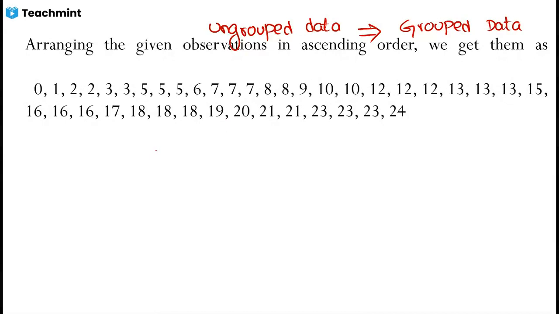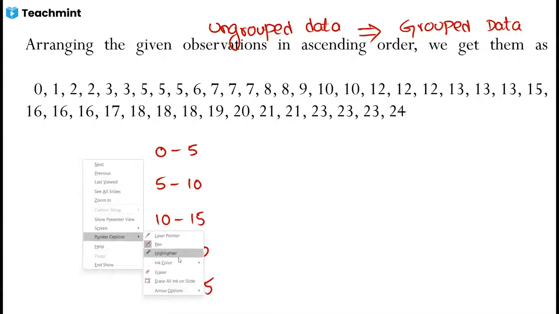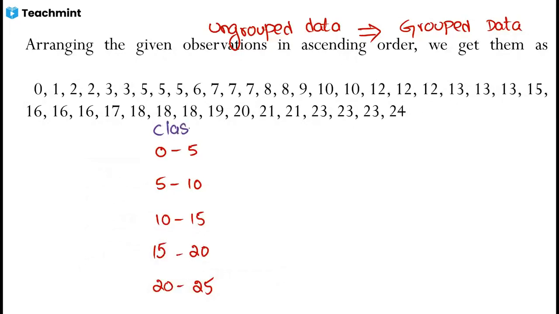So I can take the observations like this. From 0 to 5, where 5 is not included. Then 5 to 10, where 10 is not included. 10 to 15, I'll divide in this way. 15 to 20 means 15 to 19 included, then 20 to 25. I'm dividing into intervals like this. These are called classes or intervals, dividing the data into some groups.